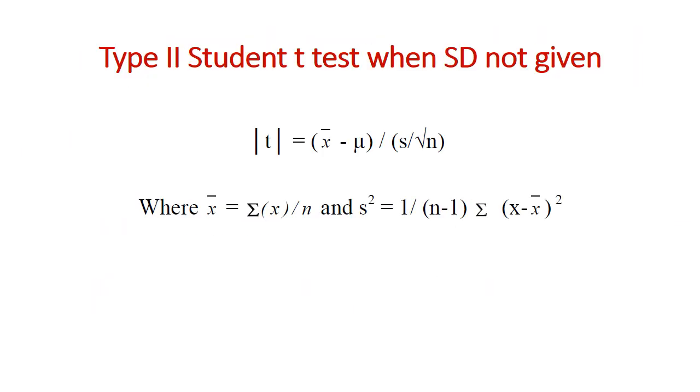Now let us see type 2 student t-test, when the standard deviation is not given. So the formula for this is going to be mod of t is equal to (x bar minus mu) divided by (s by root of n), where x bar is equal to summation of x by n and s square is equal to 1 by (n minus 1) sigma (x minus x bar) the whole square.